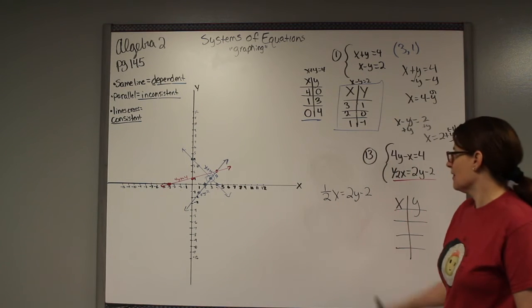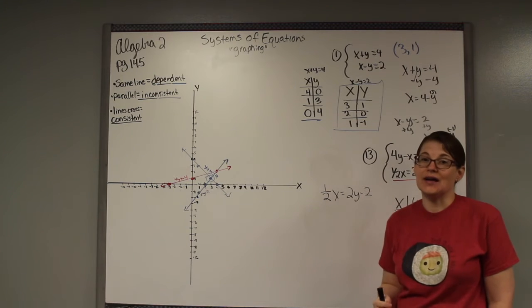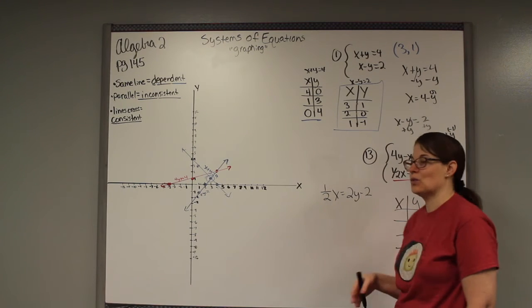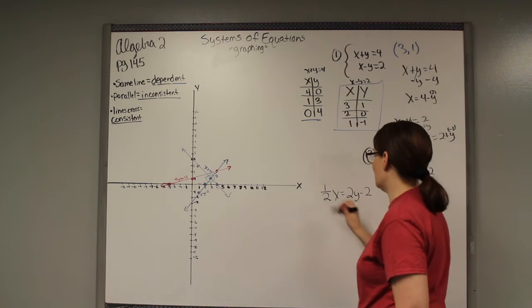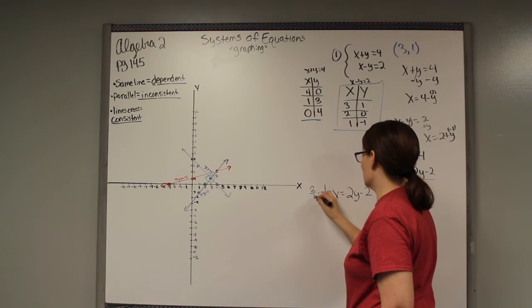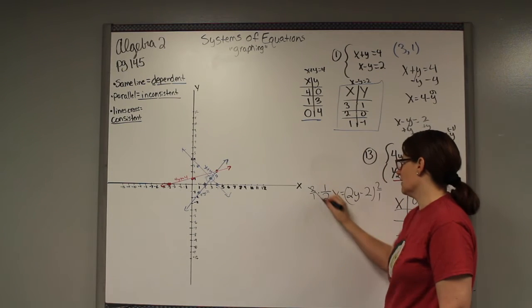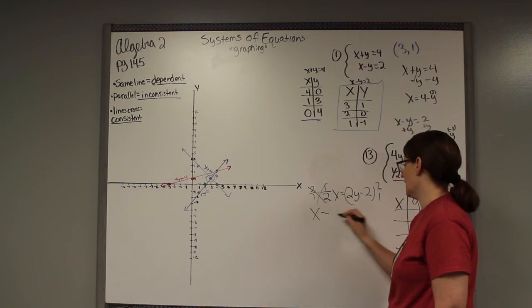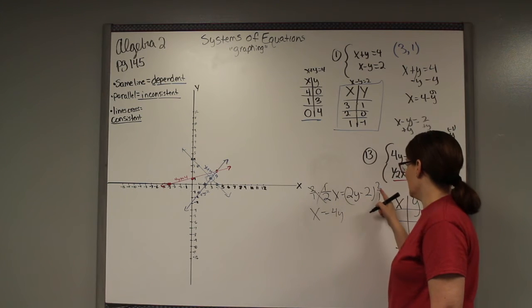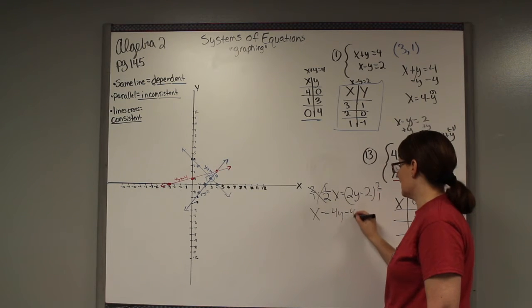Well, this is a fraction, so I'm not going to divide by that because we don't divide by fractions. What do we do? We flip them and multiply by the reciprocal. So I'm actually going to multiply by 2 over 1, which cancels that out on one side. 2 times 2y is 4y, and 2 times negative 2 is negative 4.